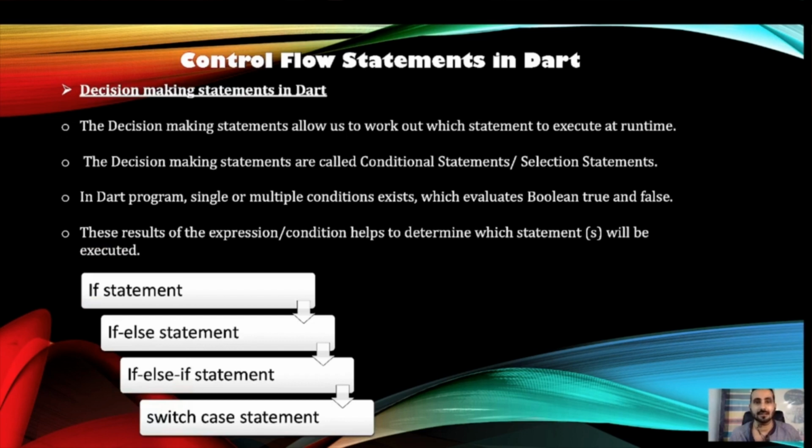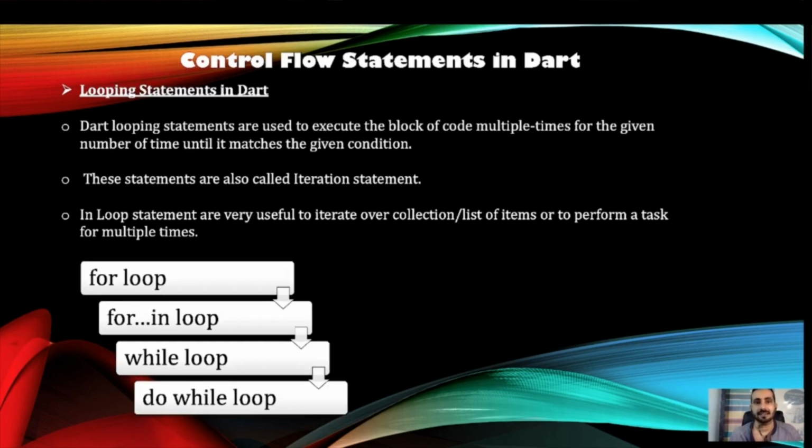So what are decision making statements? The decision making statements allow us to work out which statement to execute at runtime. They are also called conditional statements or selection statements. For decision making statements, we have four types: if statement, if else statement, if else if statement, and switch case statement.